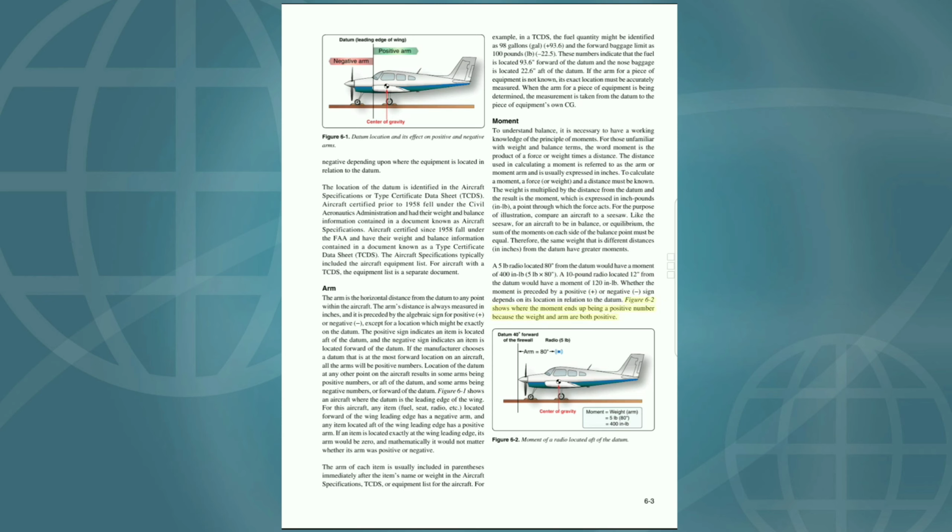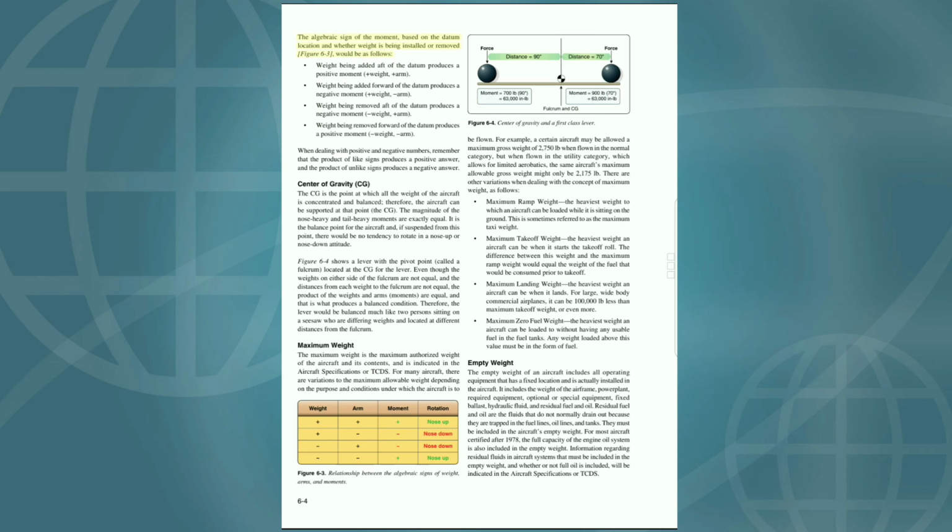Figure 6-2 shows where the moment ends up being a positive number because the weight and arm are both positive. Datum 40, forward of the firewall, radio, 5 pounds. Arm equals 80, center of gravity. Moment equals weight times arm, equals 5 pounds times 80, equals 400 inch-pounds. Figure 6-2, moment of the radio located after the datum. Figure 6-3 shows the algebraic sign of the moment, based on the datum location and whether weight is being installed or removed. Figure 6-3 would be as follows.